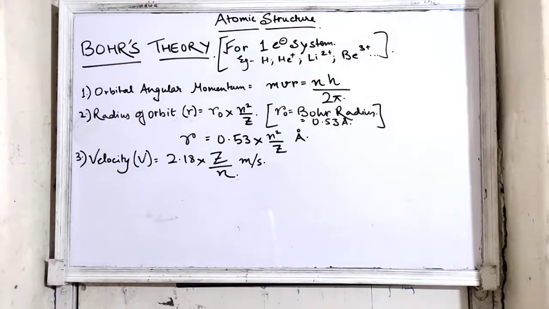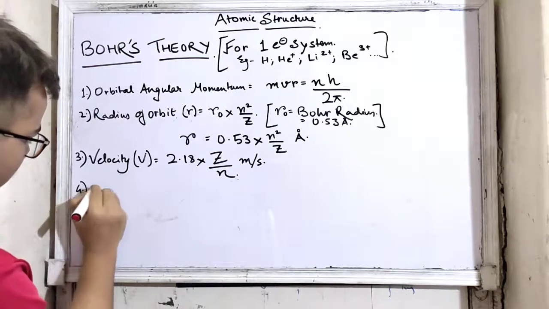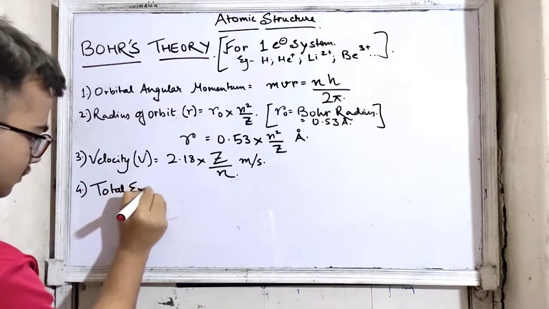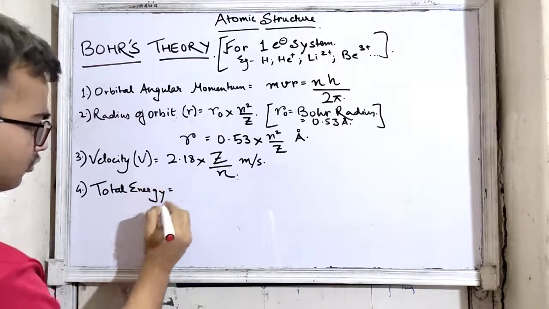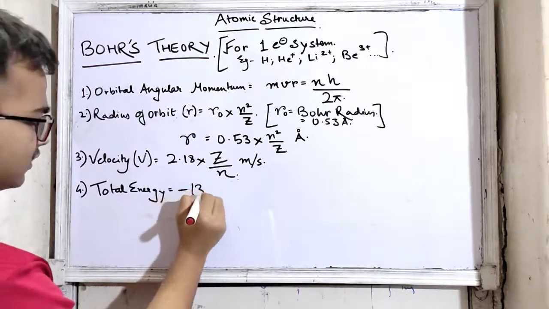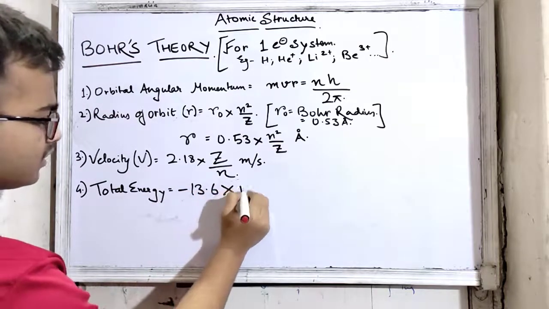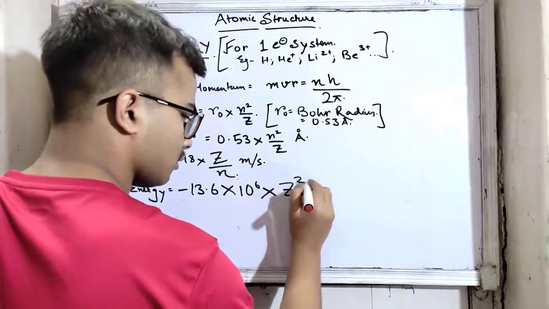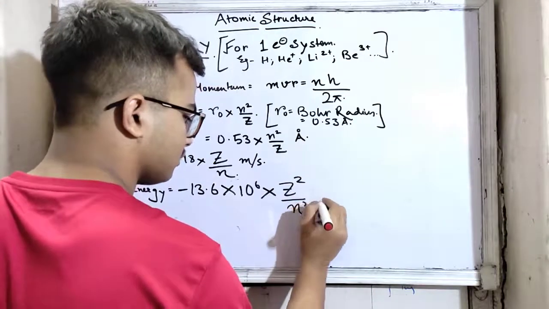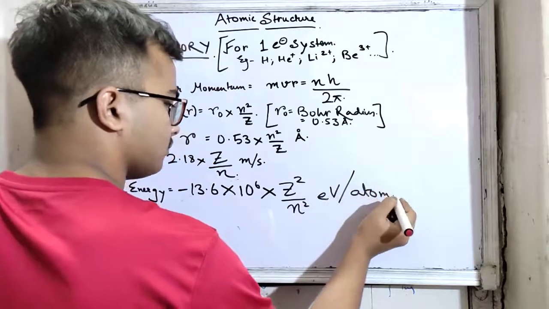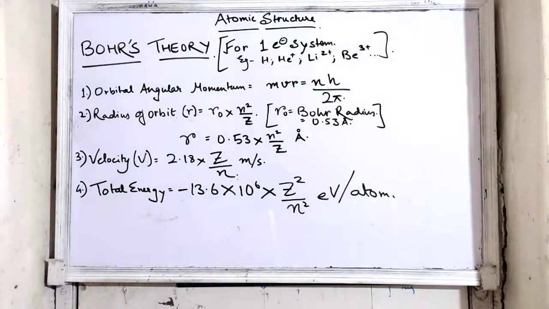Now the total energy of the electron in the orbit. Bohr gave this formula by deriving it. It is equal to minus 13.6 into 10 to the power 6 into z square by n square electron volt per atom. Please keep in mind the units.